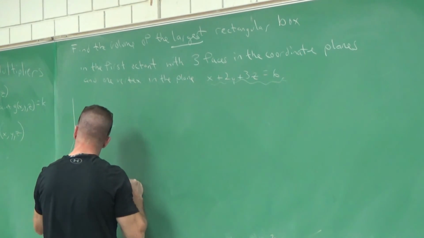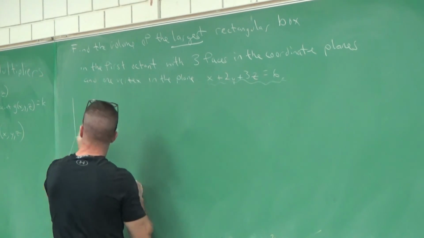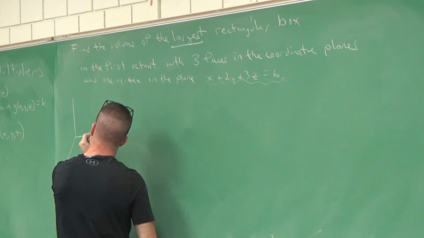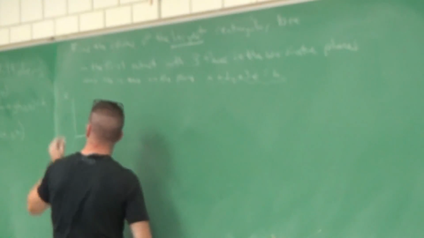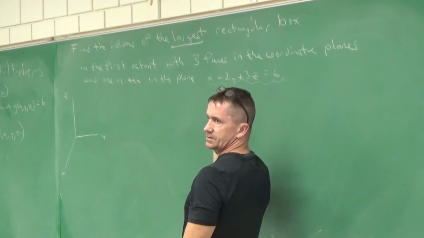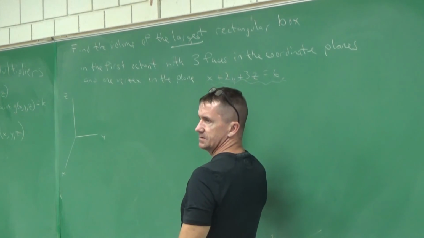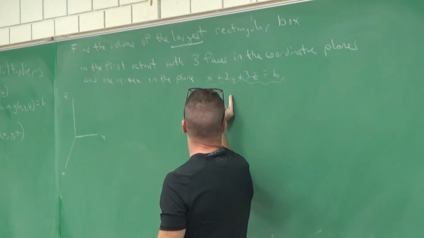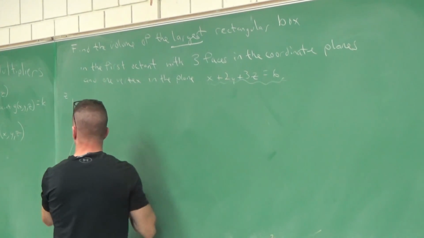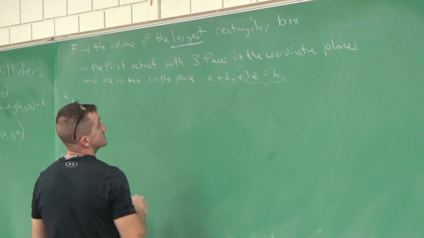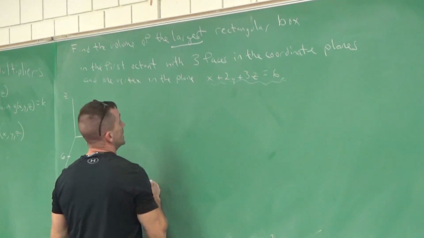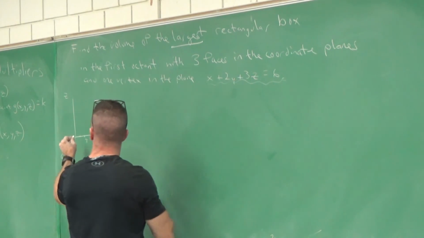Because they said this thing's in quadrant 1, or octant 1. A picture always helps, we're just going to draw a box. Do you remember how to graph that plane? Like what would be the x-intercept? 6? Yeah, 6. I'm going to put 6. What's the y-intercept? 3. And 2.